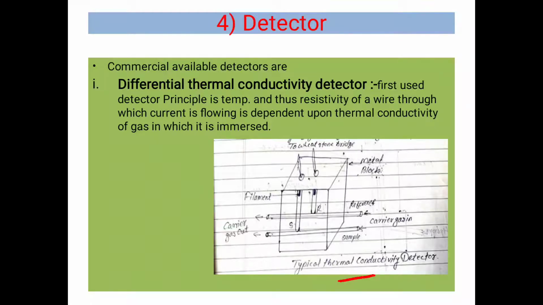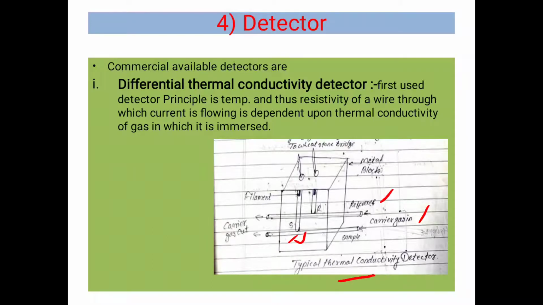So this resistance, this one, R1, is nothing but the reference R, and S is the sensing element respectively, and the carrier gas is given here. This carrier gas passes in both the cells, the reference cell as well as the sample cell, and the arrangement is such that the column effluent is moved into the sensing side only.